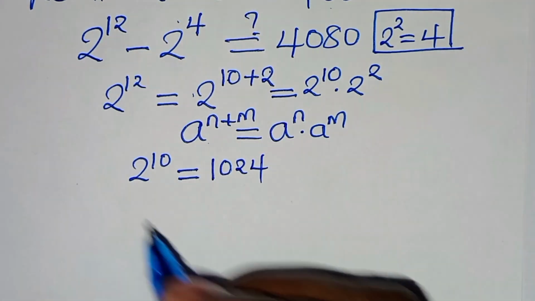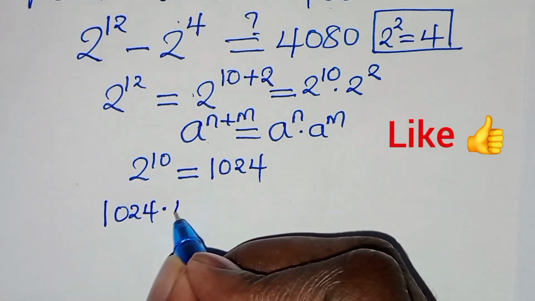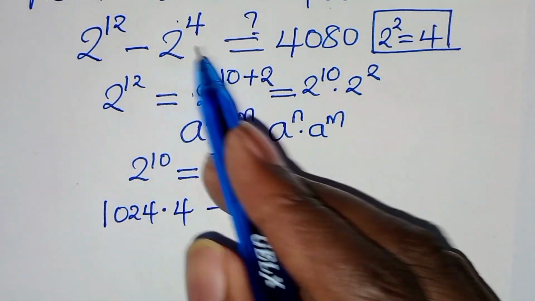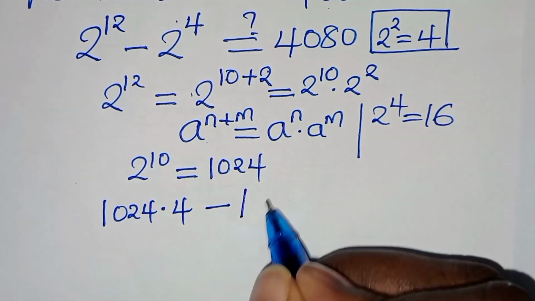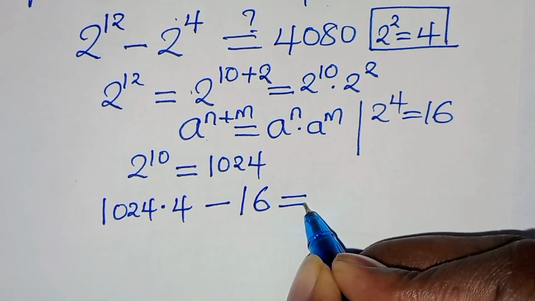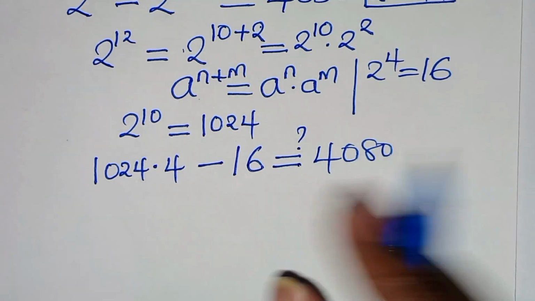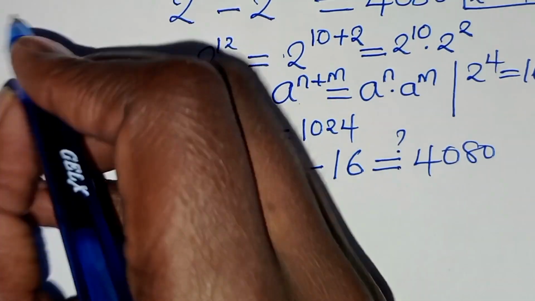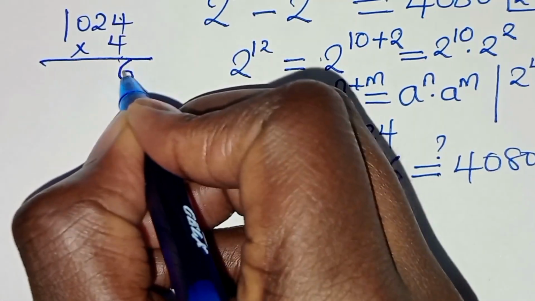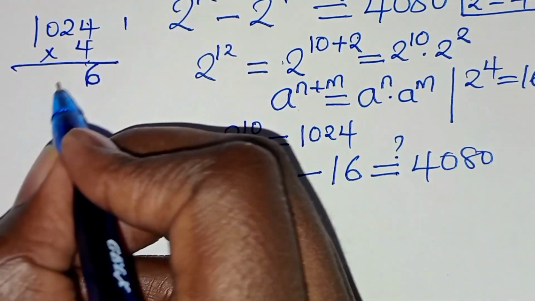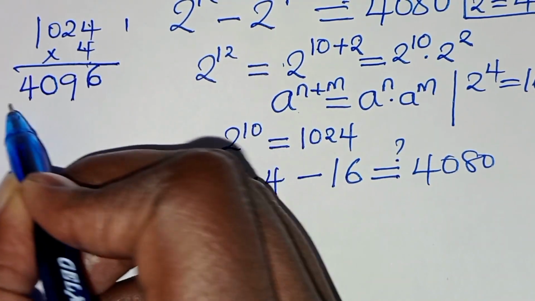Now, from here, we'll have 1024 multiplied by 4, then subtract 2 to the power 4. Remember, 2 to the power 4 is equal to 16. So this is minus 16, and this is equal to 4080. Let's check. 1024 times 4: 4 times 4 is 16, carry 1. 4 times 2 is 8 plus 1, this is 9. 0 times 4 is 0. Then 4 times 1 is 4.